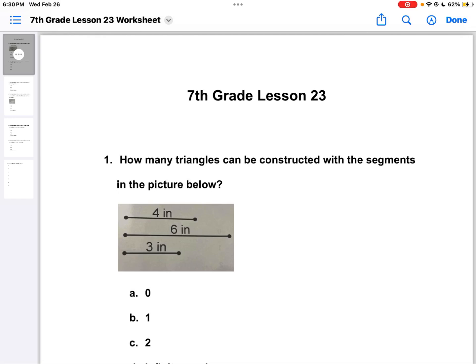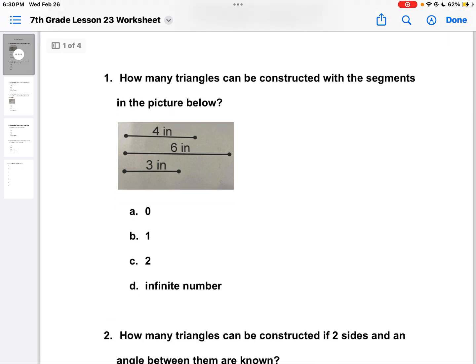Welcome back everyone. So today we'll be going over 7th grade math lesson 23. This week we'll be going over constructing triangles.